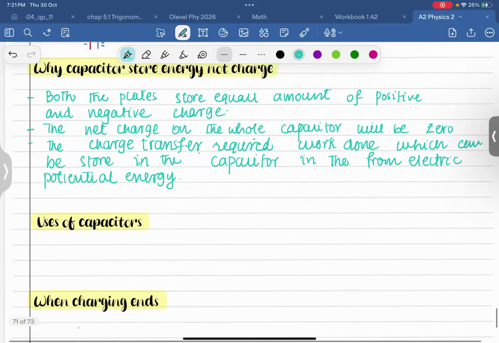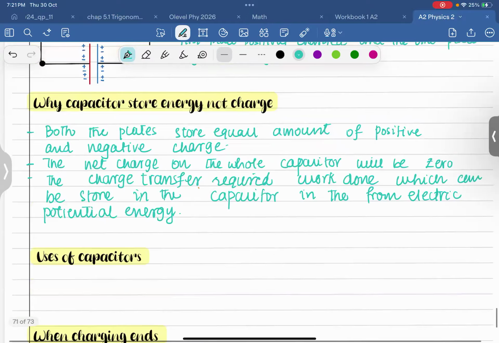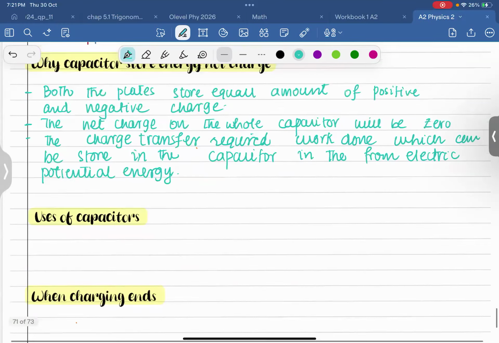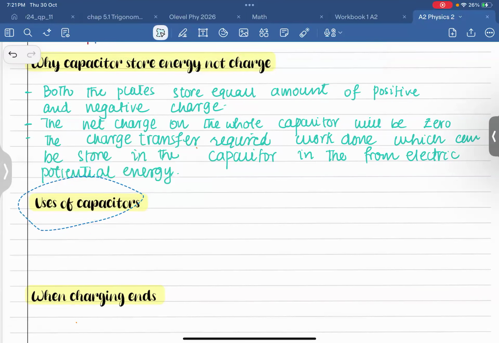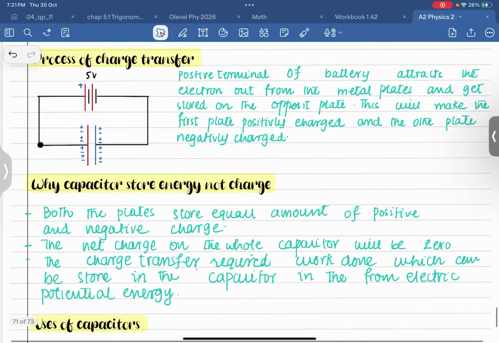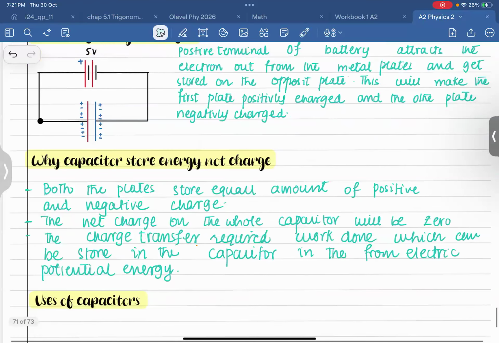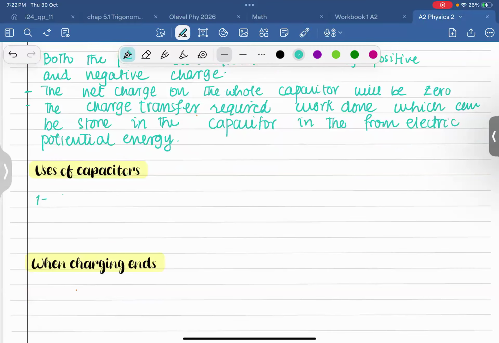Now, since we talked about the capacitor storing energy and not charge, from this concept we can also write down the uses of the capacitor, right? The main use of the capacitor is to store energy. This is the first use.